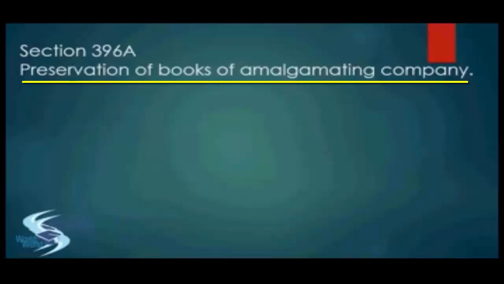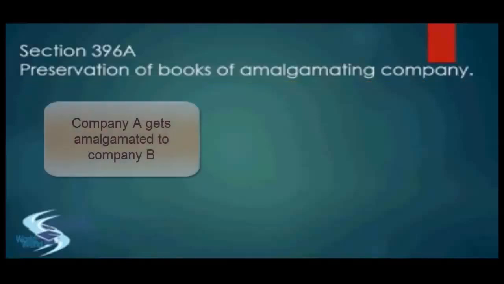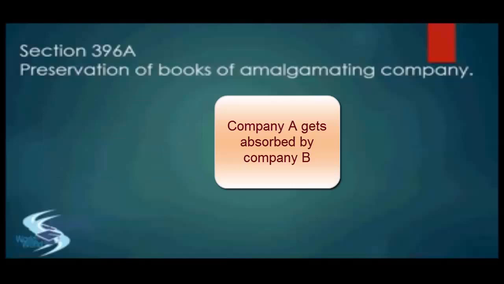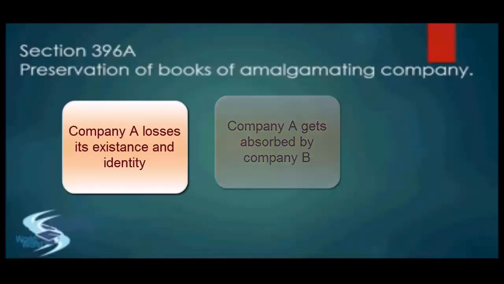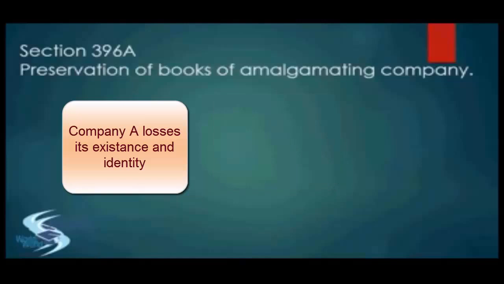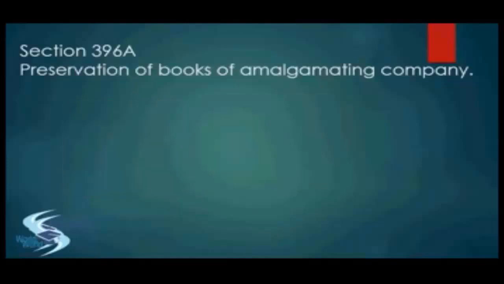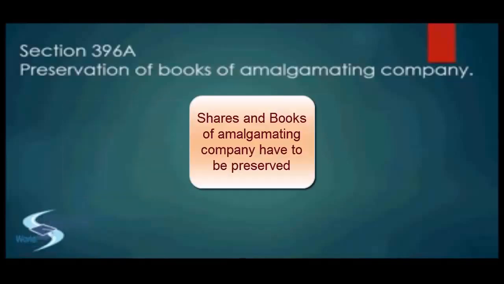So whenever a company gets amalgamated with some other company, right, like company A gets amalgamated to company B, it gets absorbed by company B. So company A loses its existence, loses its identity. So what is to be done at that point of time? Whenever something like that happens, the books of the amalgamating company have to be preserved by the company.